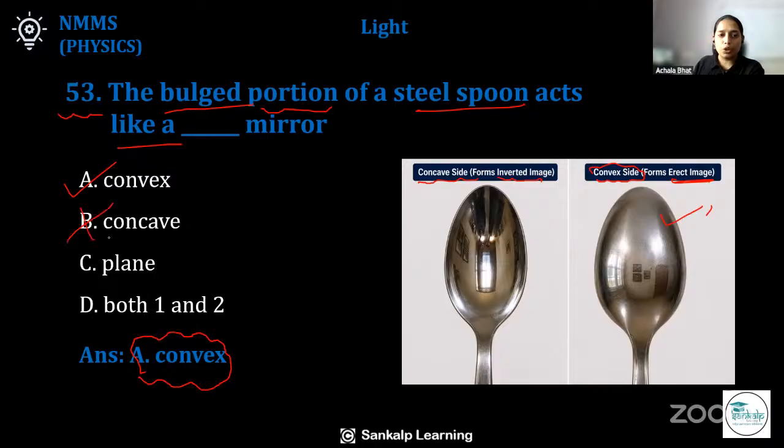B, concave, wrong. C, plane, wrong. D, both 1 and 2, wrong. Therefore, the correct option is option A, convex mirror.